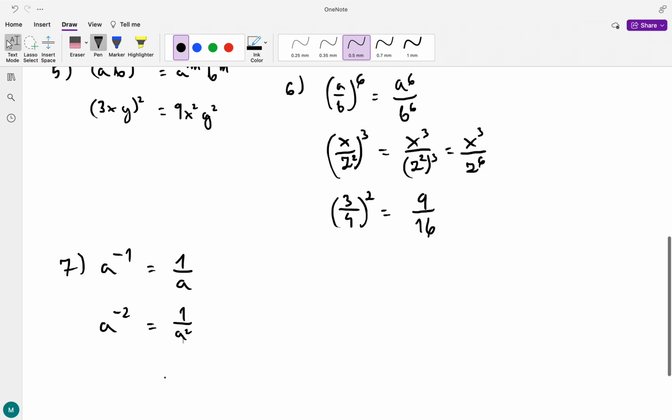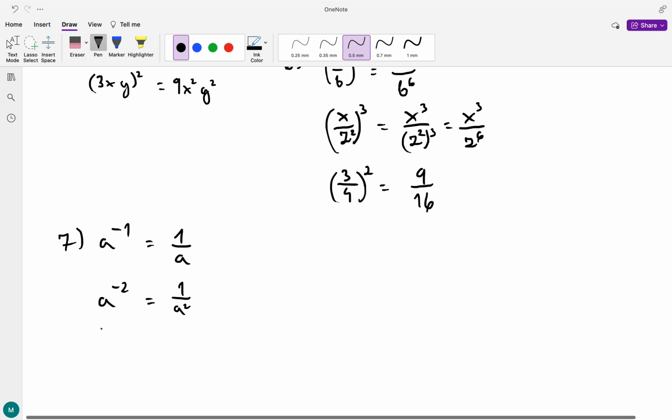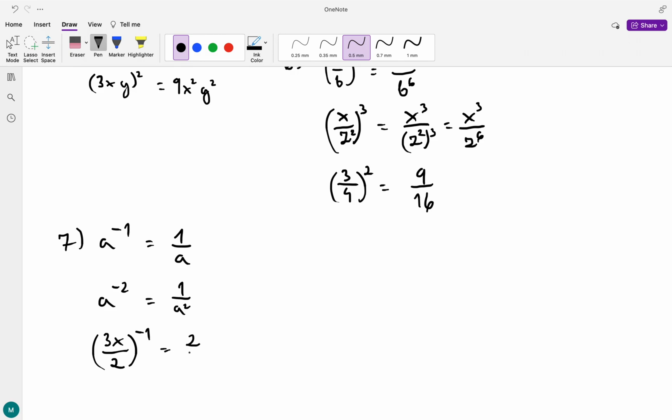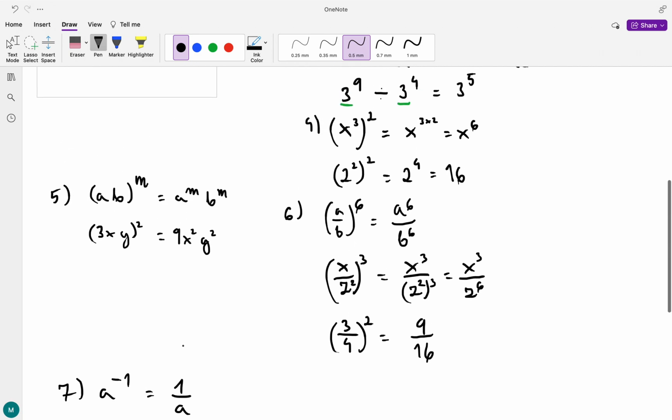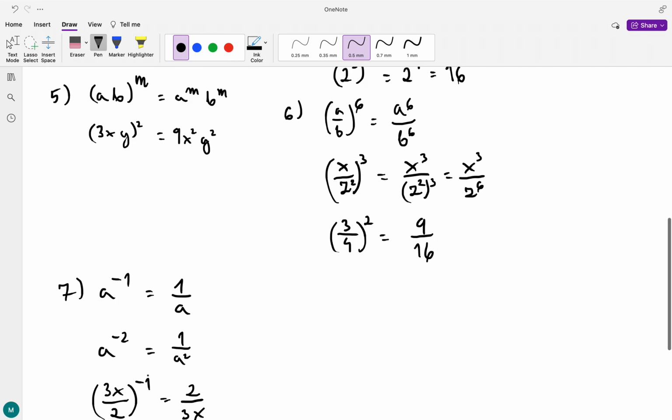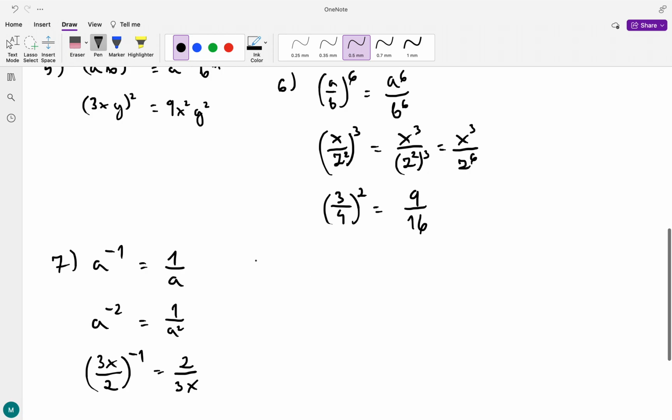And to exemplify something different, let's say we have a fraction 3x over 2 to the power of -1. That's going to be 2 over 3x. So every single time when you see a negative sign in your exponent, think in your mind about flipping the fraction. And also applying other exponent rules. Let me actually exemplify that in this case.